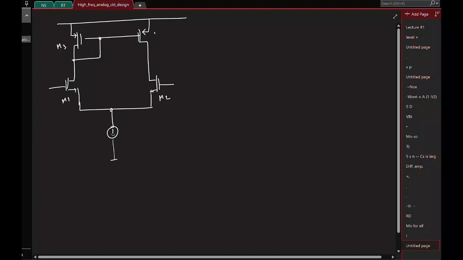So now we have established that the operating point currents are I0 by 2 if this current is I0. Let's quickly find out what will be the incremental gain. Again, let's assume V1, V2 here.